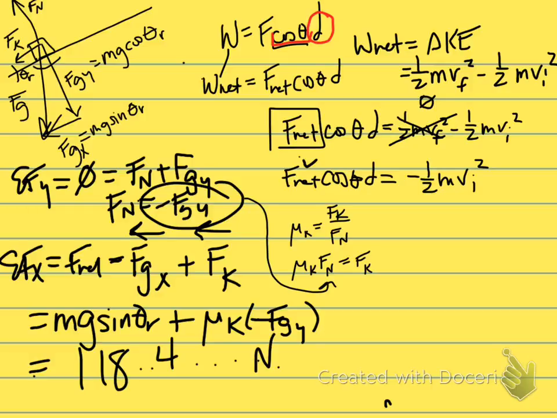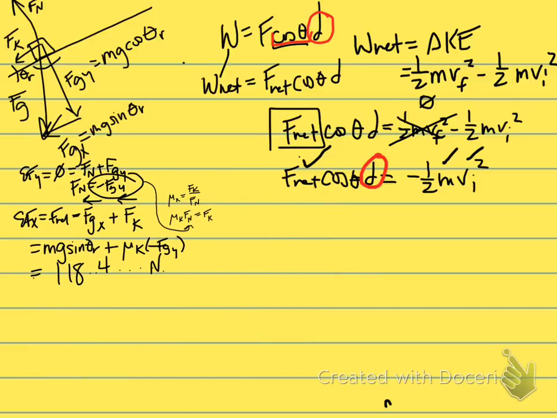So we now have net force, we now have mass, we have initial velocity. We're solving for distance, and now let's talk about that darned cosine theta. So this is one of the prime opportunities to screw something up. When we're looking at this, F net cosine theta d equals work net.